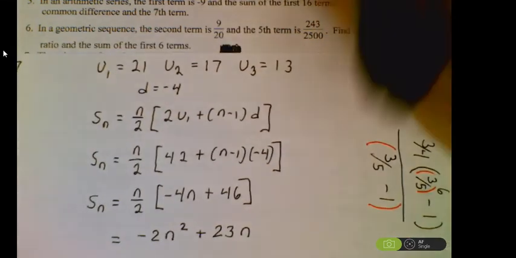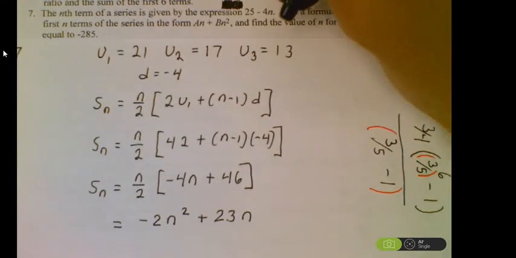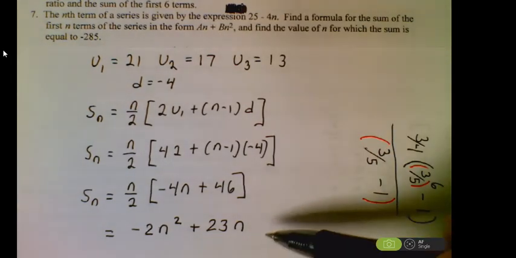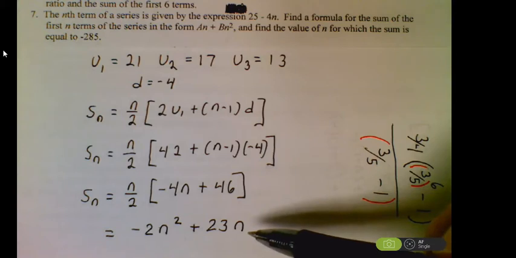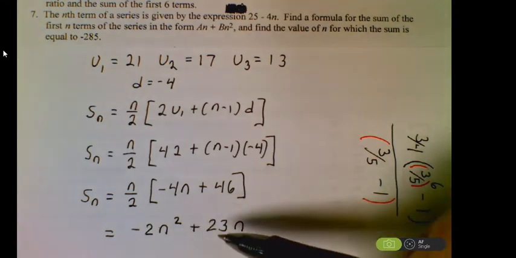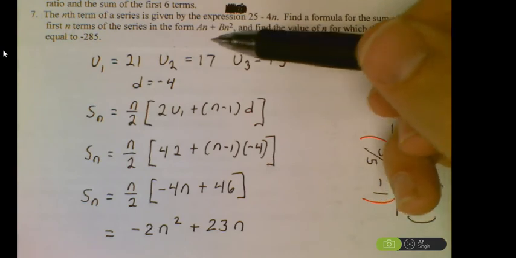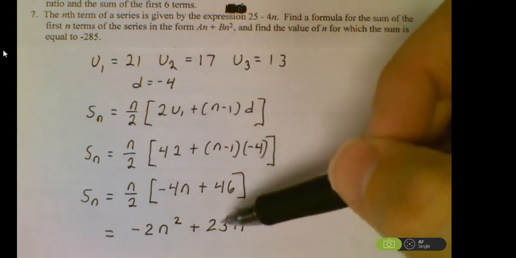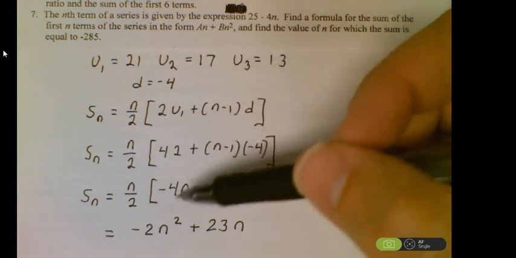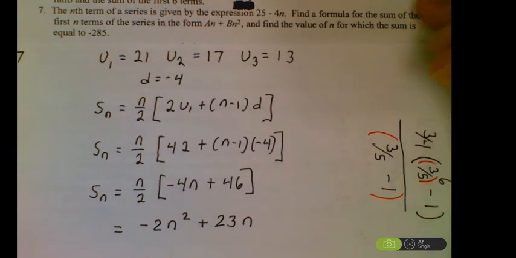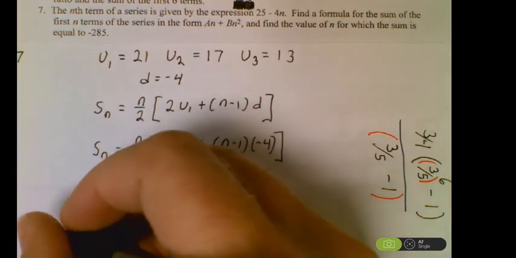Sorry, I didn't realize I was sliding off camera. So we just accomplished this goal right here by doing that process that we just saw. I flipped the order on that, so I would reverse that so that I could make it look like this. And that way I could see that the a value is 23 and that the b value is -2. So we developed the expression. Now we could find the value for n, for which the sum is -285.